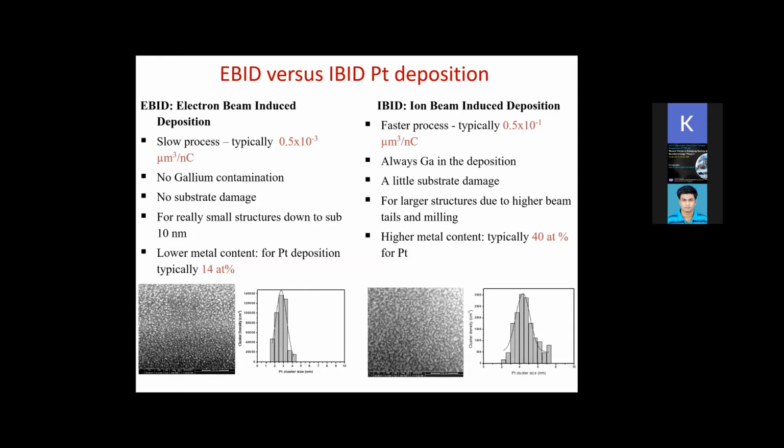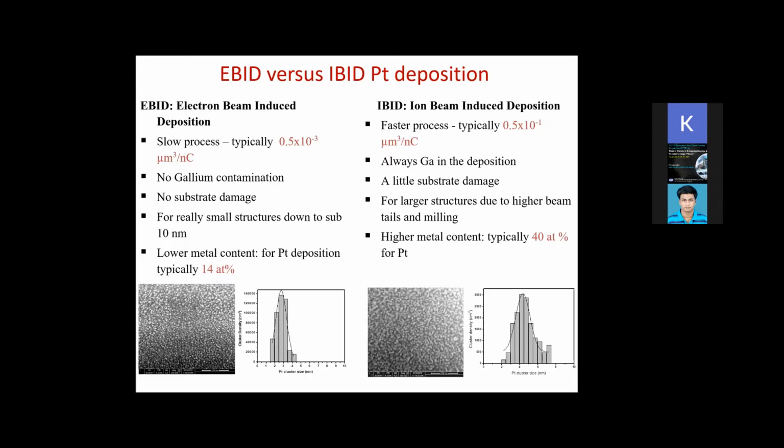And that's why normally we prefer ion beam if we want to deposit a thick metal like platinum or tungsten, whatever. If the thickness of the material has to be more, then ion beam is preferred. Otherwise, you can apply electron beam induced deposition, because it has an advantage that no gallium contamination will be there.